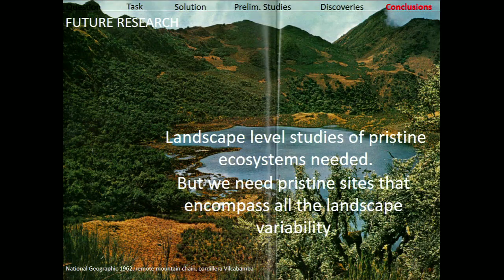So there are some areas in the Cordillera Vilcabamba which I was considering might be a really good study. In National Geographic and also in one of these rapid ecosystem assessments, they were claiming this is the last high elevation wilderness untouched by humans in South America. So I was thinking if we could get to these. This is a photo from it, and you can see it's a mosaic of polylepis woodland and grassland.